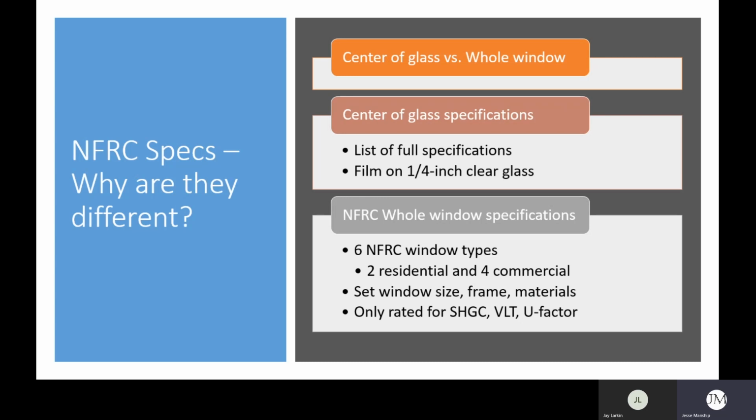Center of glass specs are just the film on the glass. They are a baseline of what to expect. The actual specs will change, sometimes drastically, for the customer's specific application. An important note is the center of glass specifications are a 1/4 inch clear glass, while the NFRC's whole window specifications have some on 1/8 inch thick glass for the residential and some on 1/4 inch thick glass for the commercial.